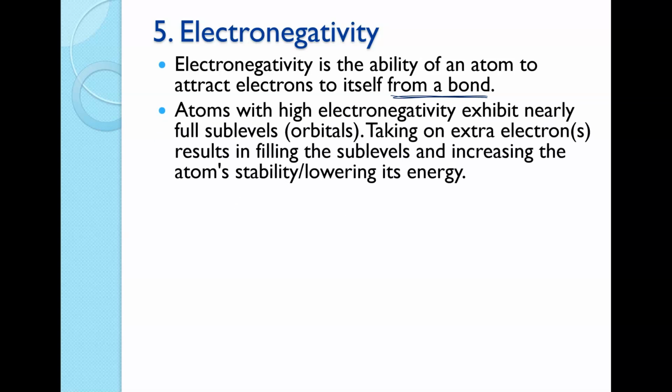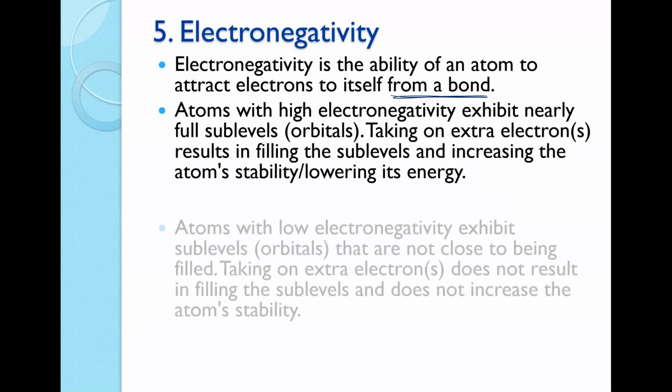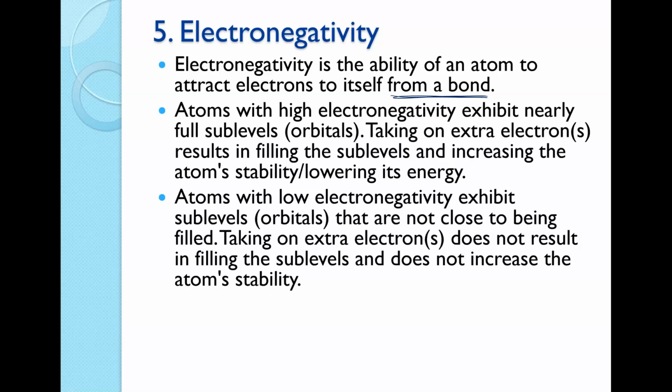So atoms with a high electronegativity exhibit nearly full orbitals. Taking on an extra electron results in filling the sublevels and increasing the stability and lowering its energy. That means they want electrons. They're very strong attractive forces. Atoms with low electronegativity exhibit orbitals that are not close to being filled. Taking on an extra electron doesn't result in filling the sublevels, and it doesn't increase the atom's stability, so they tend not to take them on. It's actually easier for things with low electronegativity. It's more stable for them to lose those electrons and get a filled orbital.